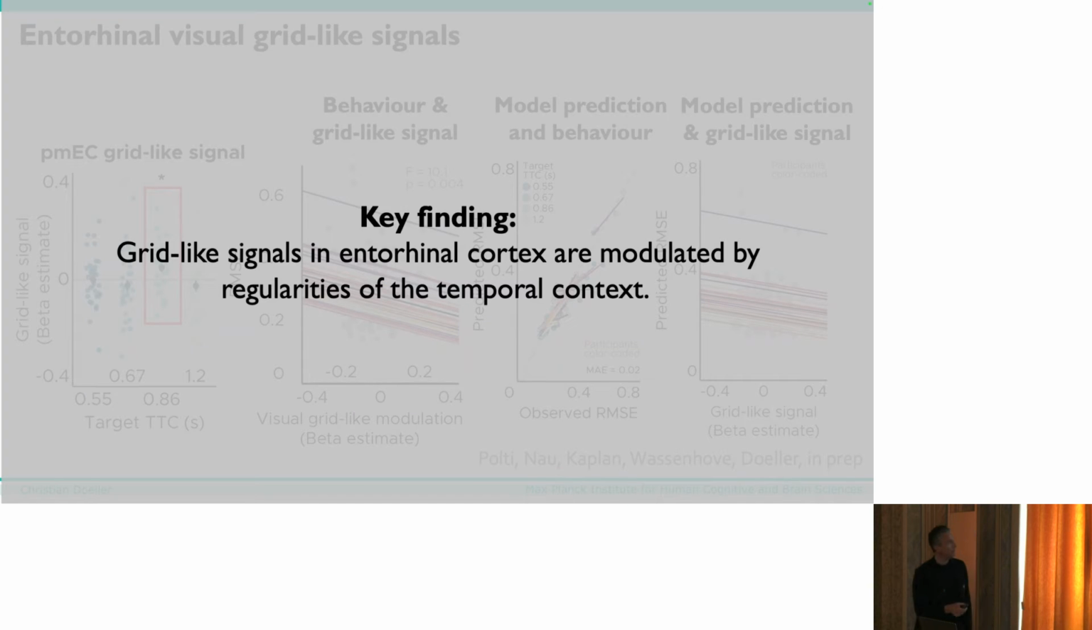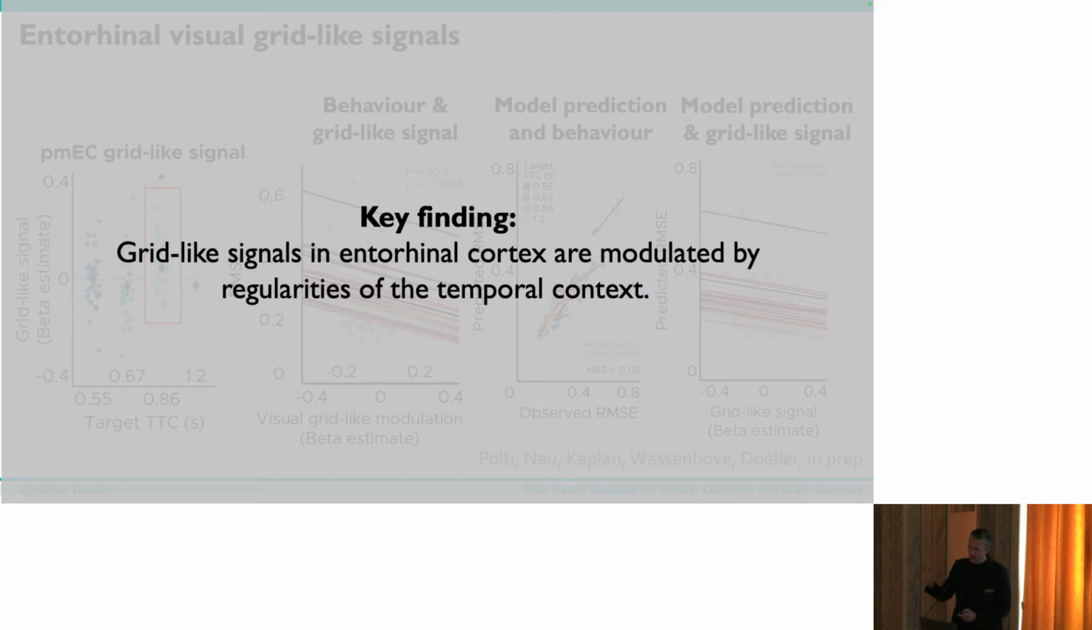So in sum, this study provides some initial evidence for grid-like signals in entorhinal cortex, which are modulated by the regularity of the temporal context. So somehow the entorhinal cortex seems to be sensitive to structural information of the temporal context.